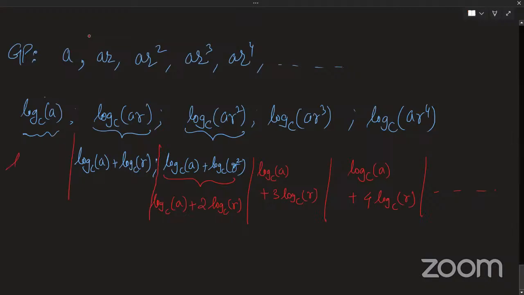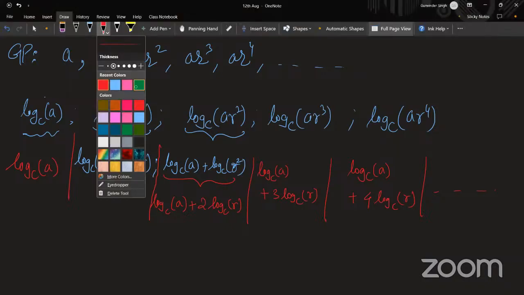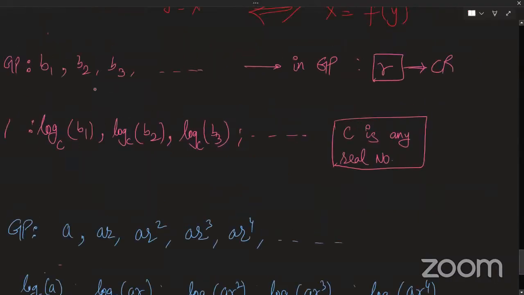So what is this sequence basically changing to? If you clearly observe, log C of R is getting added each time. So what has this sequence become now? It is automatically an AP, right?